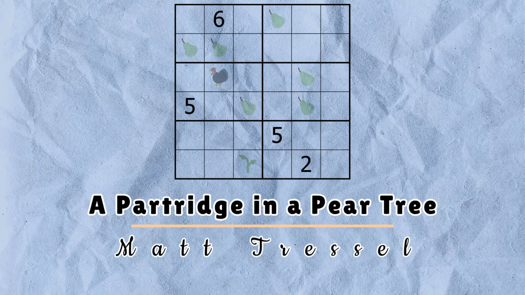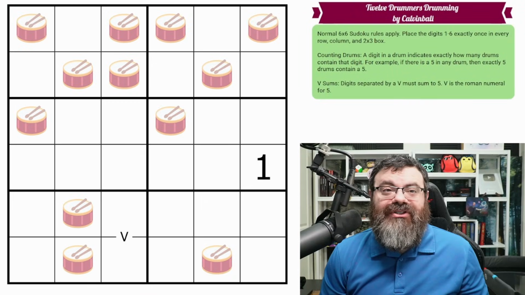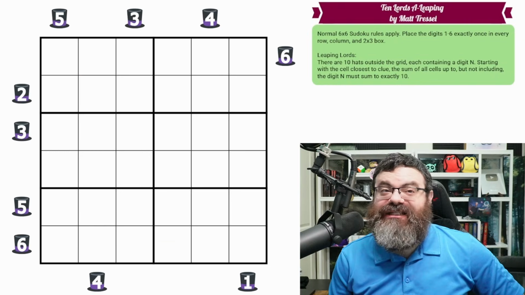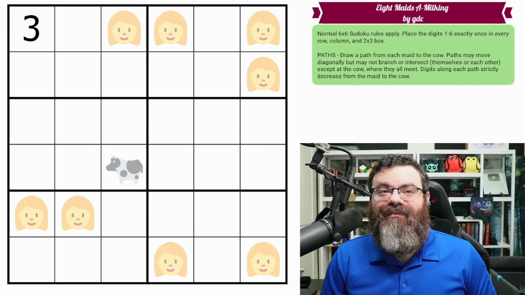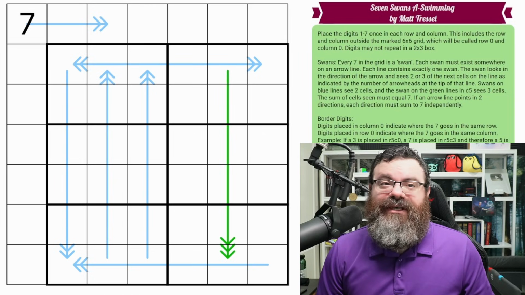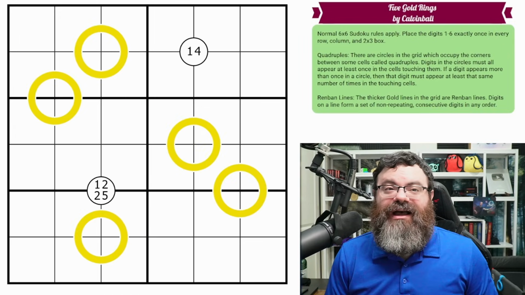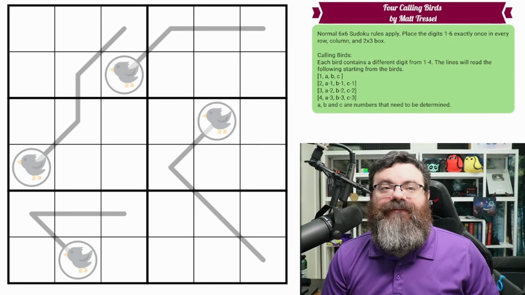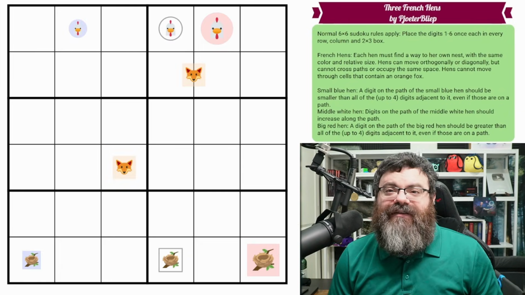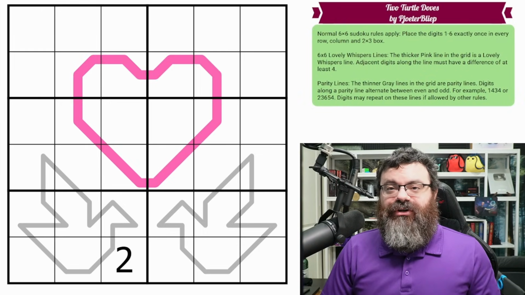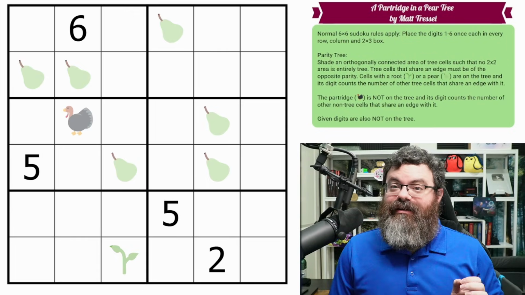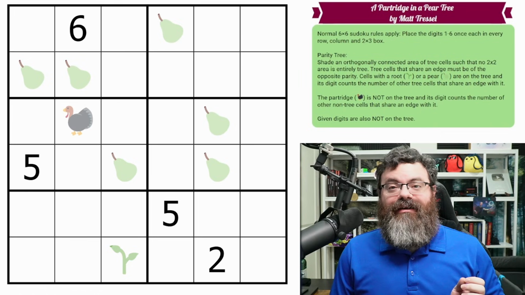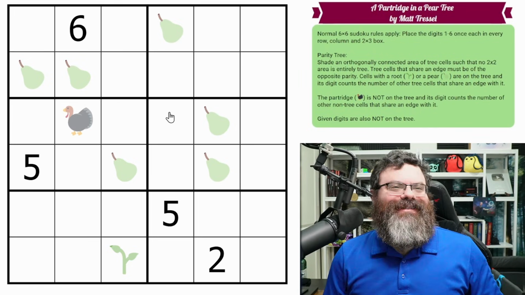Hello, let's continue our Sudoku adventure with 12 drummers drumming, 11 pipers piping, 10 lords a leaping, 9 ladies dancing, 8 maids a milking, 7 swans a swimming, 6 geese a laying, 5 gold rings, 4 calling birds, 3 French hens, 2 turtle doves, and a partridge in a pear tree.